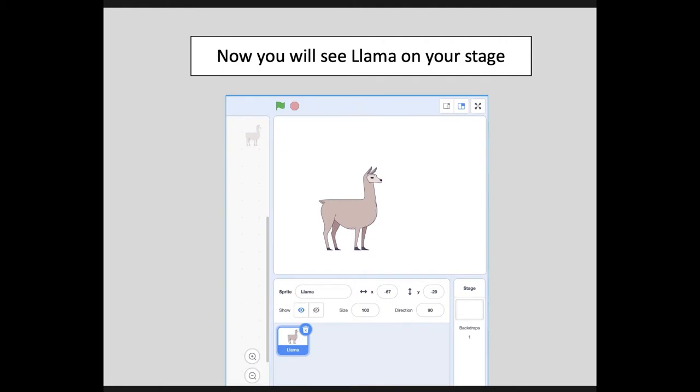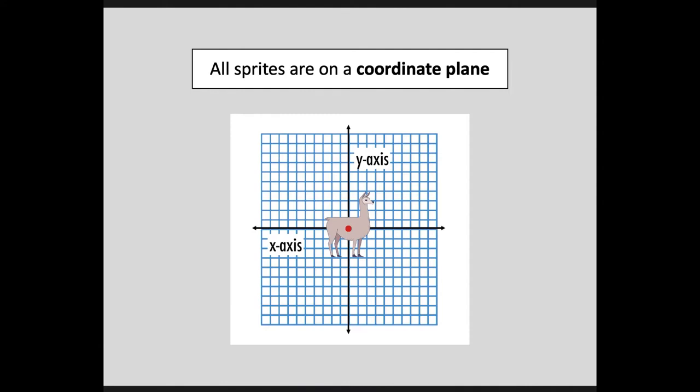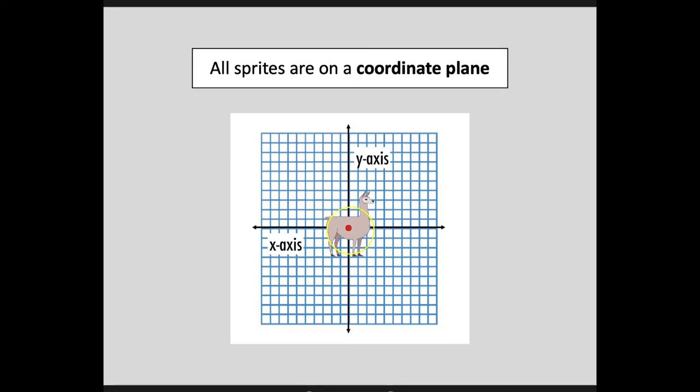Now you will see your sprite on your stage. All of our sprites are on a coordinate plane. The line that goes up and down is the y-axis, and the line that goes left to right is the x-axis. Every position that your sprite takes has a number value. So right now my llama is in the very center of everything where those two lines intersect. So his coordinate position is 0, 0.